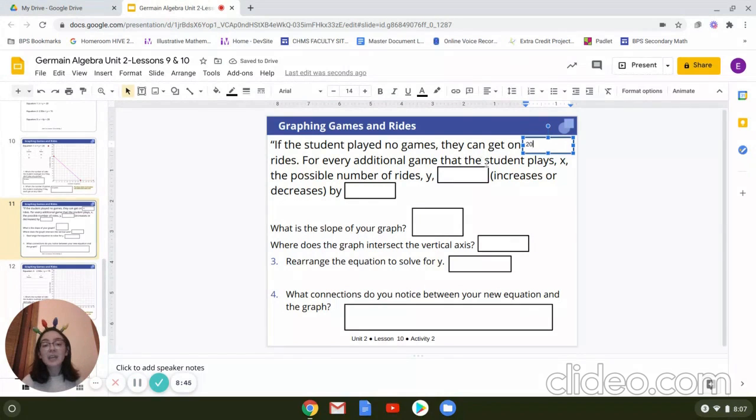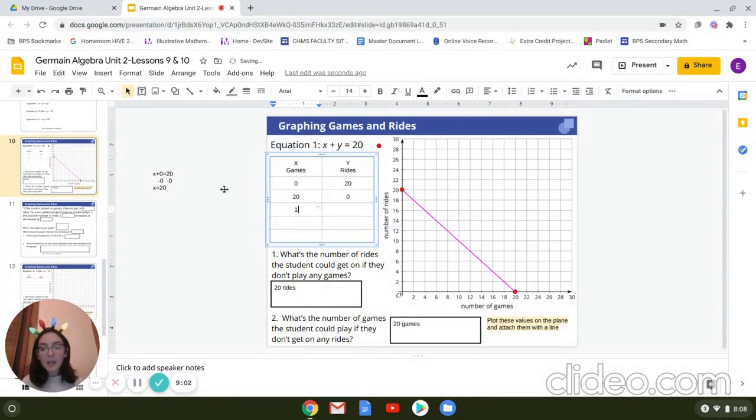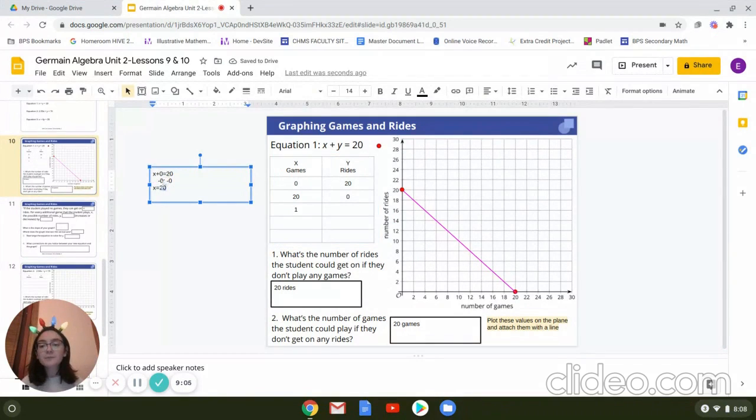For every additional game that the student plays, X, the possible number of rides, Y, does it increase or decrease, and by what number? So now we're going to have to do a little bit of digging here. We're going to have to calculate some more points. If I do one game and plug 1 into my equation, I come back up here, I say X, so 1 plus Y is equal to 20. I isolate for my Y by subtracting 1 from each side, and I'm left with Y is equal to 20 minus 1, which is 19.